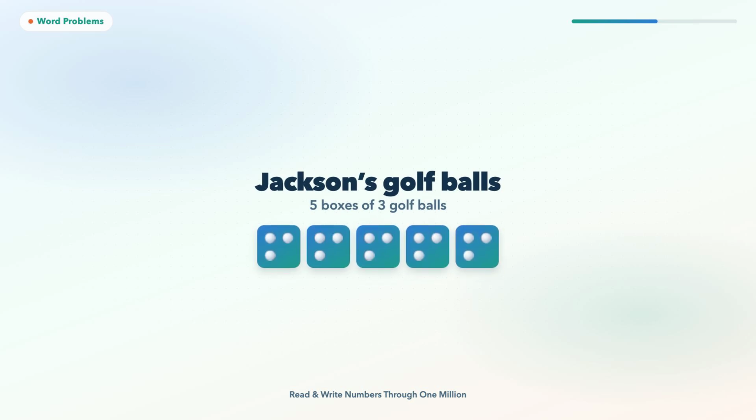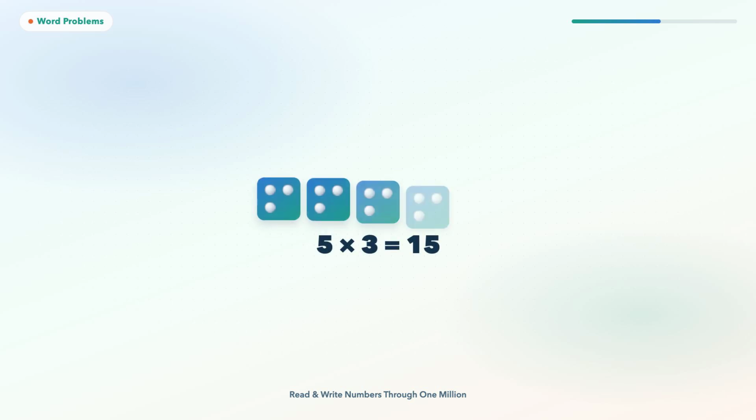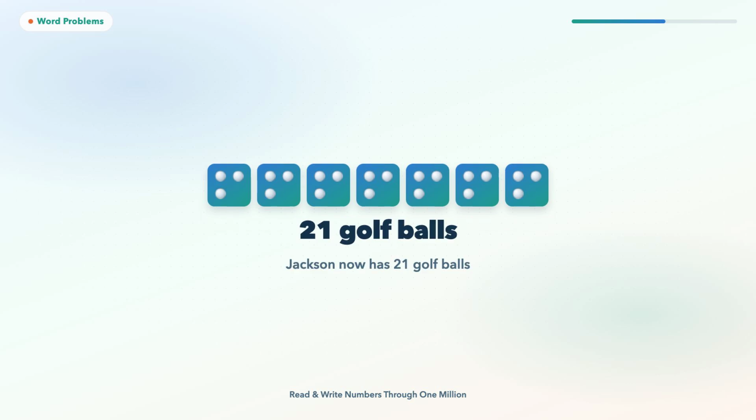Place value helps with word problems too. Jackson has 5 boxes of 3 golf balls. Rosa gives him 2 more boxes of 3 golf balls. How many golf balls does Jackson have now? 5 boxes times 3 is 15. 2 more boxes times 3 is 6. 15 plus 6 equals 21. Or group first. 5 plus 2 is 7 boxes. Times 3 balls each equals 21. Jackson now has 21 golf balls.